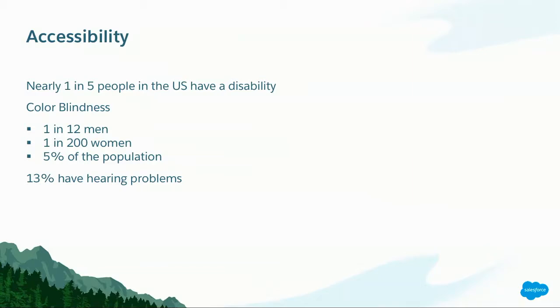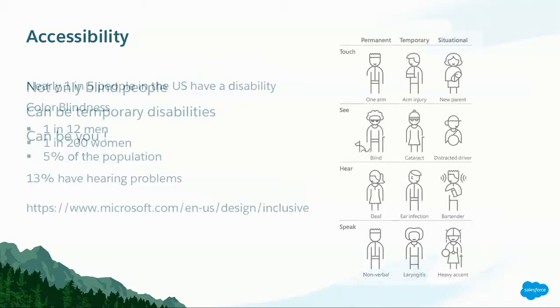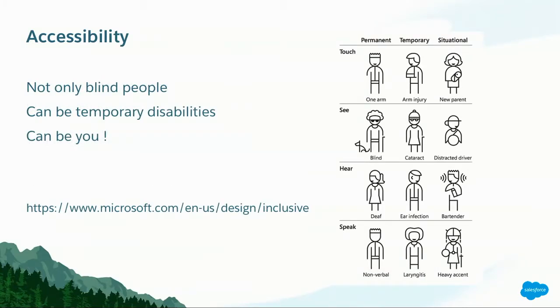In the US, nearly 1 in 5 people have disabilities. You can see some of the numbers about color blindness. We are pretty unlucky, us men here, 1 in 12 compared to 1 in 200 for women. And 13% of the people have hearing problems. So it's not just being blind, actually.